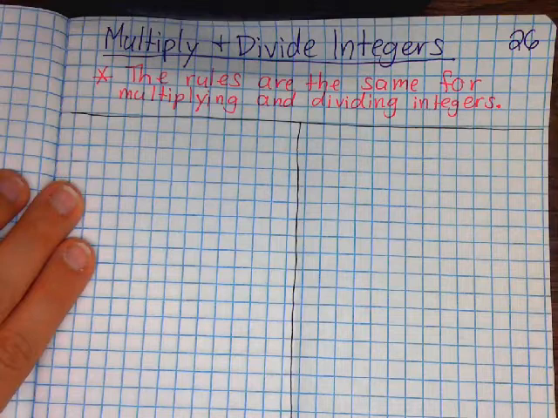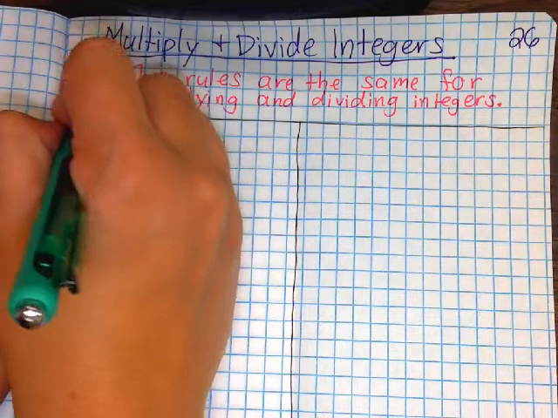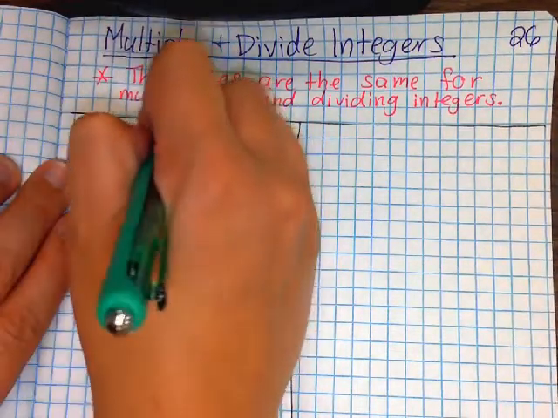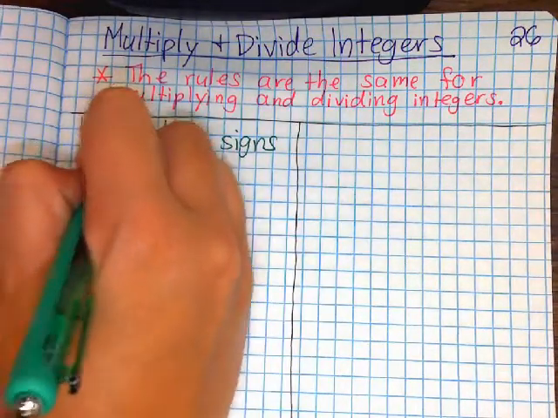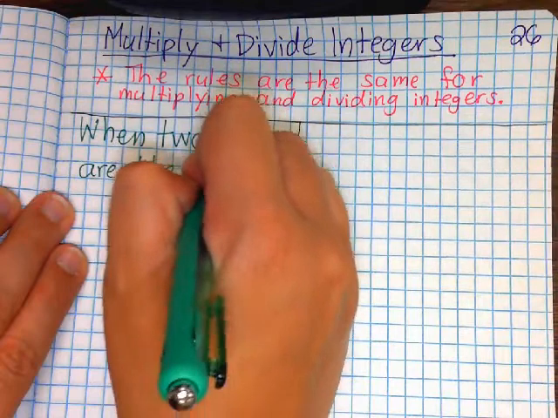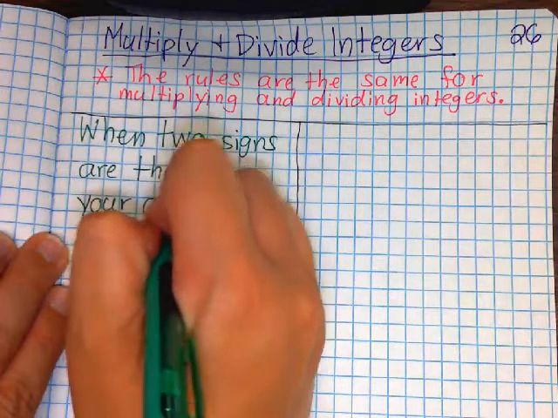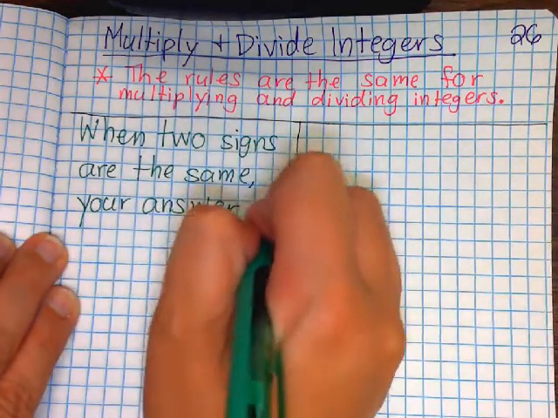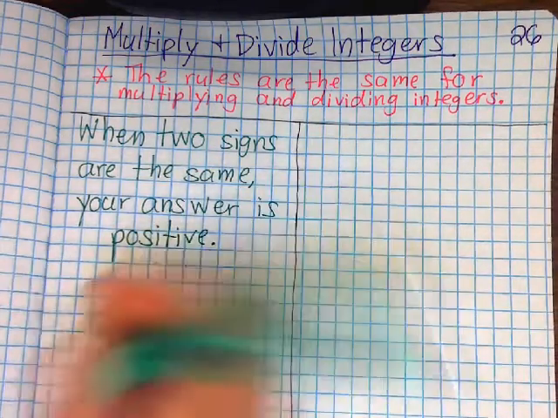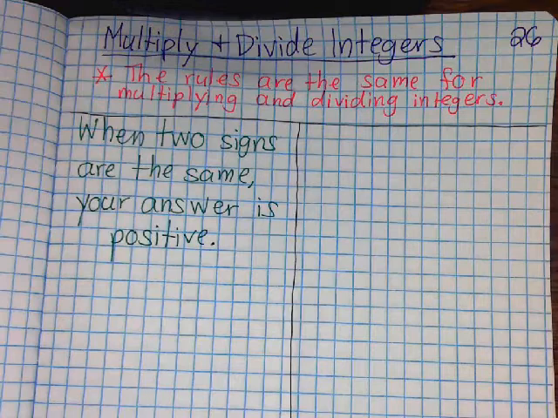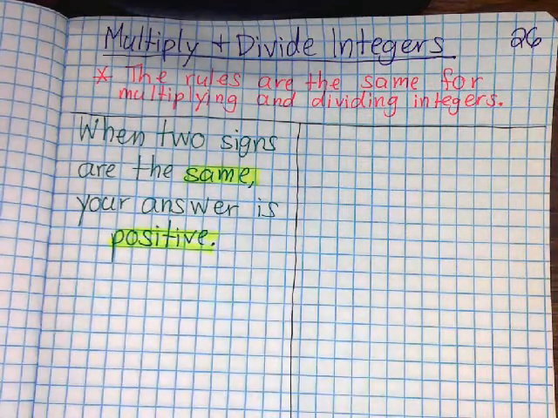So there's 2 rules that you need to remember. When 2 signs are the same, your answer is positive. Okay, and this, remember, goes for multiplying and dividing. When 2 signs are the same, your answer is positive.